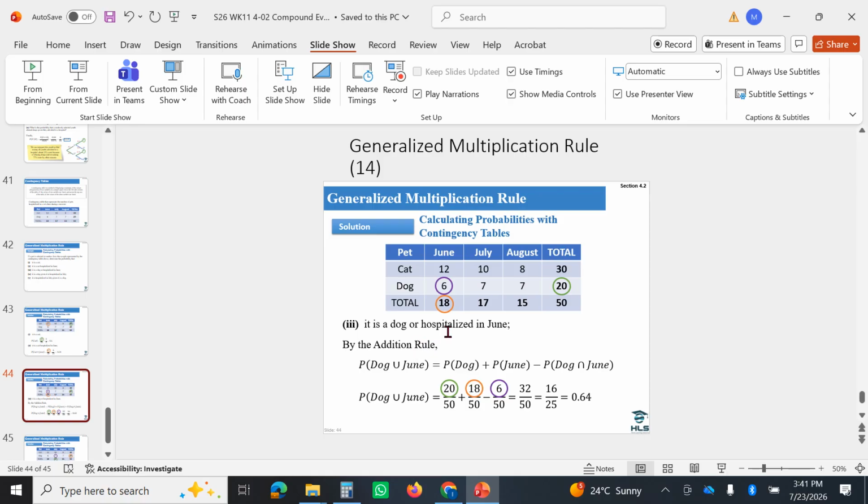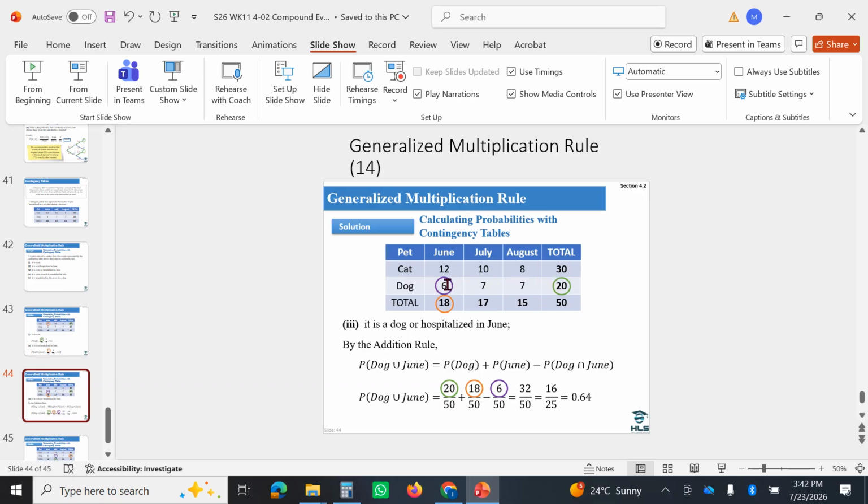Probability there of choosing a dog or hospitalized in June. Okay, now you see. So all the animals hospitalized in June will be 18, right? Okay. And dogs are 20. So that's why I have 20 over 50 plus 18 over 50. But have a look here.